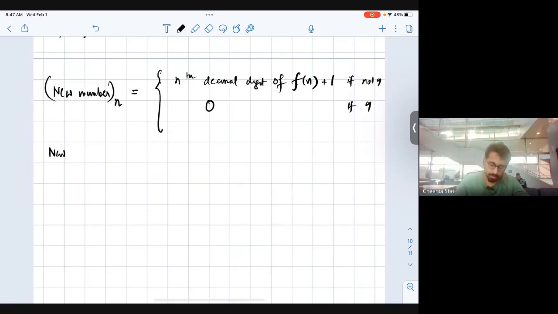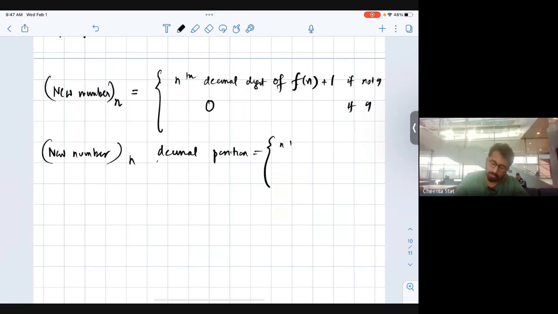The nth decimal position of the new number is equal to the nth decimal position of f of n plus 1 if that digit is not 9, and it's 0 if the digit is 9. Did you understand, all of you? That's how the new number is defined.